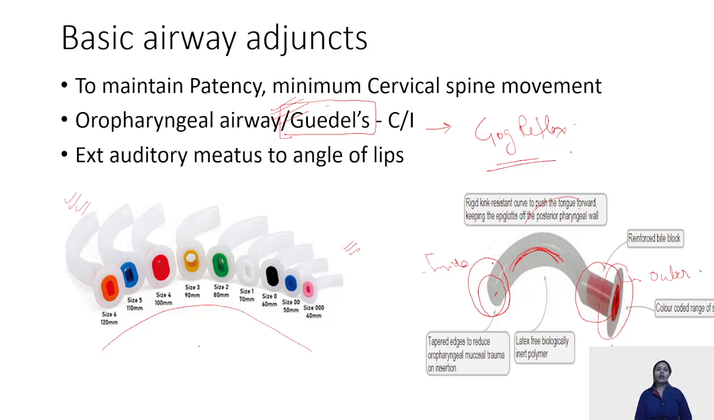It can have broncho or laryngospasm if the patient is conscious and it irritates the posterior pharyngeal wall of the patient. Talking about the Goodell's airway, the first thing we do is select the correct size of the Goodell's airway. Okay. Now, how do you measure the size of the Goodell's airway?